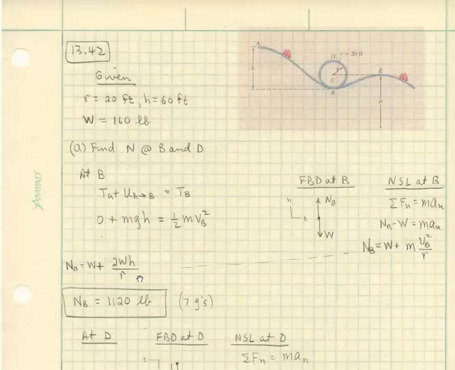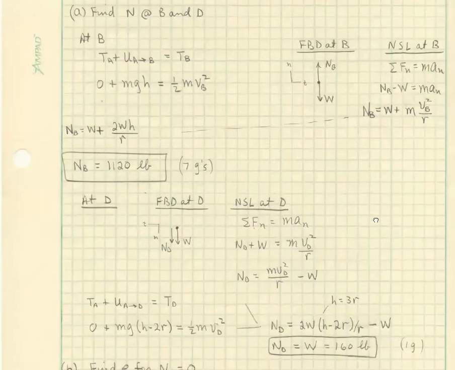Well, then I'm going to repeat that W, and for m vB squared, look at m vB squared right here. It's actually equal to 2 times W times h. So that's 2Wh, and then the r is repeated over right there. And when you solve for N sub B out of this, you get 1,120 pounds. That's about 7 g's of acceleration that's taking place there.